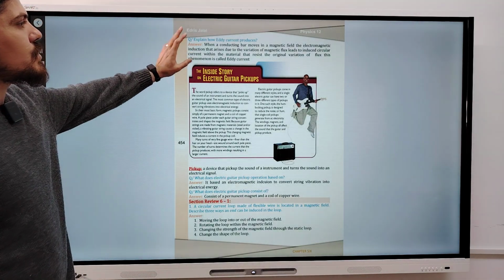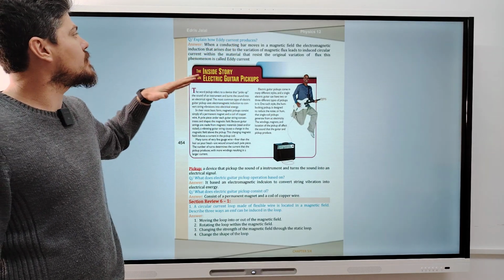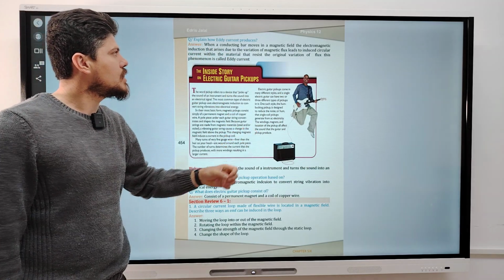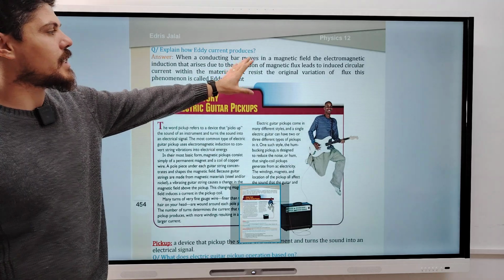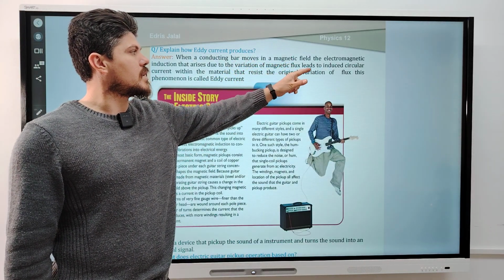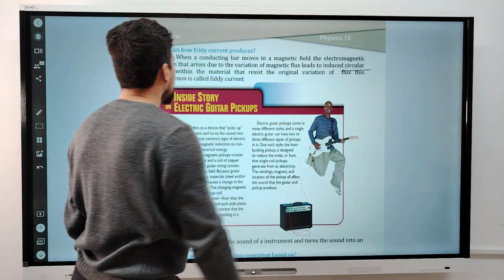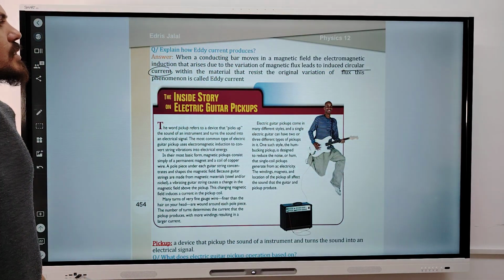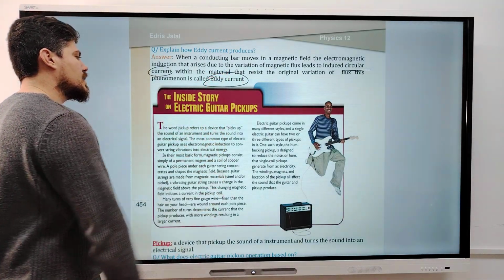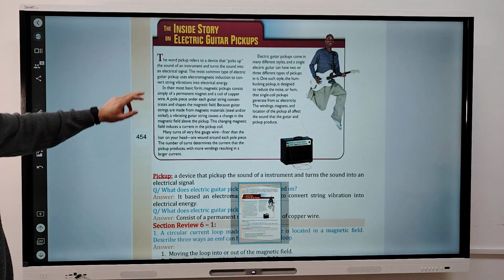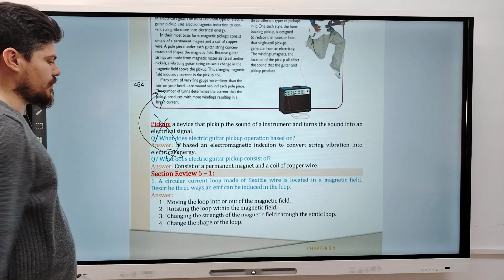So explain how eddy current is produced. As I told you, when a conducting bar moves in a magnetic field, electromagnetic induction arises due to the variation of what? Magnetic field, or due to the variation of magnetic flux. So the magnetic flux leads to induce what? Circular current, okay, within the material that resists the original variation of the flux. This phenomenon is called what? Eddy current. So the inside story, skip it. And this is also skipped because it is related to the inside story.